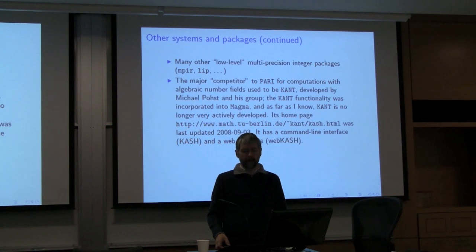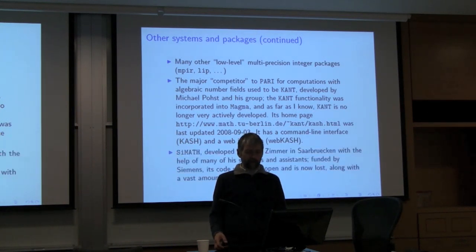There's another big package for algebraic number theory called Kant, developed by Michael Pohst and his group now in Berlin. I don't think it's now being actively developed. It's a bit hard to tell. Their webpage hasn't been updated for over 2 years, but it's got a library, command line interface, and a web interface, and a lot of the algebraic number theory functionality in Magma. So for a long time there were these two packages, PARI and Kant, who both did algebraic number theory, completely independent implementations, often using completely different algorithms. It was good to have both of them because you could be more confident in results when you computed them independently.